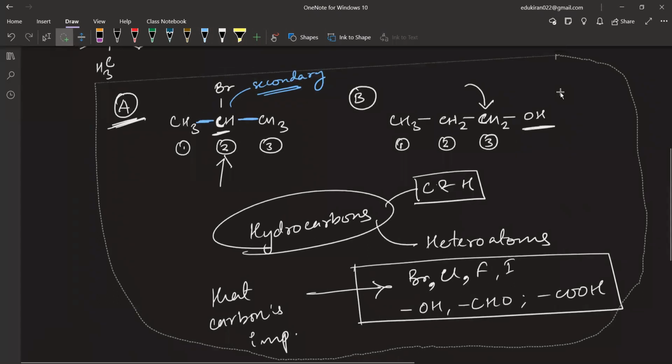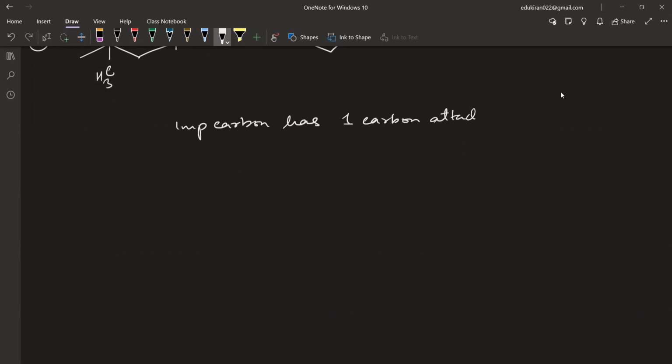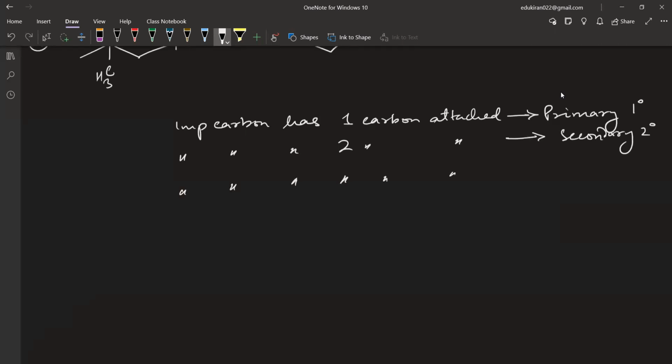Now, you have to look at the carbon which is important, where you should be focusing. And from there, if the important carbon has 1 carbon attached to it, then it is going to be primary. We also call this 1 degree. If the important carbon has 2 carbons attached to it, then it is known as secondary, also known as 2 degree. If the important carbon has 3 carbons attached to it, then it is known as tertiary, 3 degree. Is this clear now, Fahad? Yes or no? Please tell me.